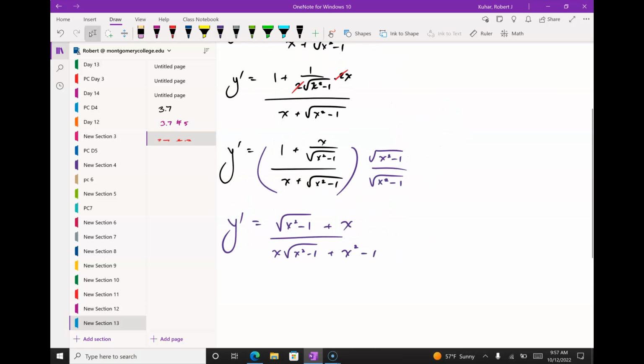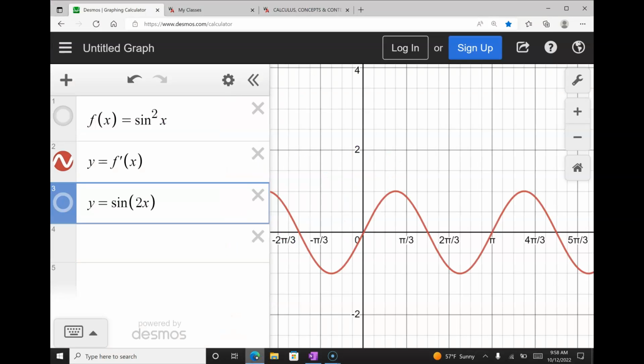Debatable on whether this is better or not. I'm just taking interior denominators, right? When I have fractions within fractions, take interior denominators. This one's kind of ugly. I'm kind of interested in this answer. Let me cheat. Let me go to the textbook.